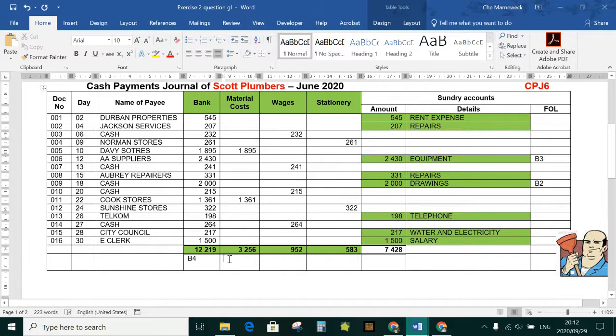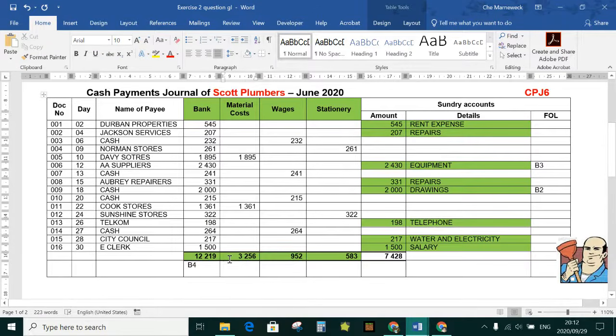So we start here with our column. After N1 will come N2. After N2 will be N3. After N3 will be N4. After N4 will be N5. After N5 will be N6. Have a look. Oh, they've repeated repairs. We've got 2 different amounts for repairs, so we must have the exact same code. N6, N6. After N6 comes N7. After N7 comes N8. And after N8 will come N9.